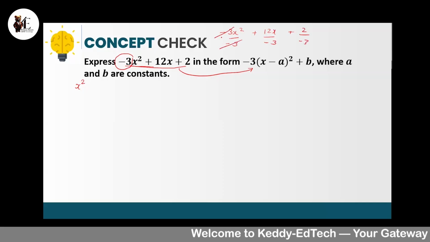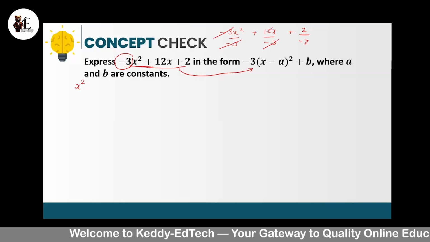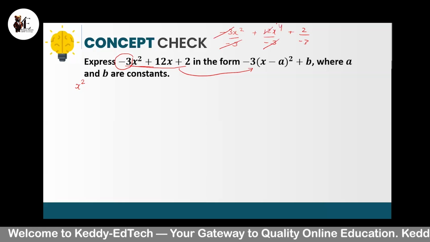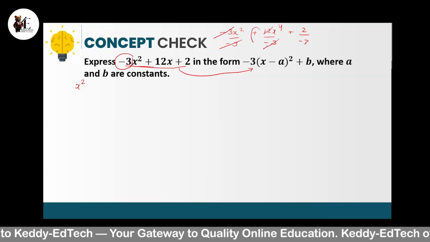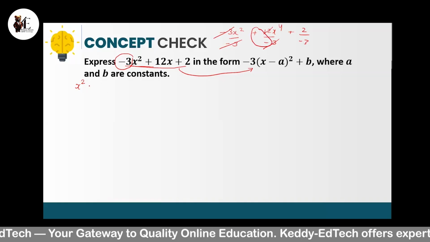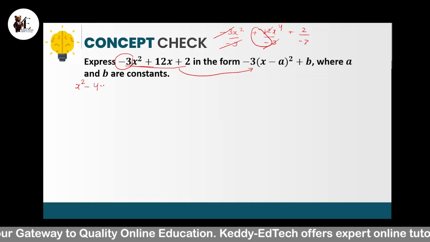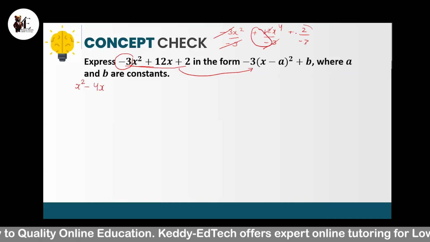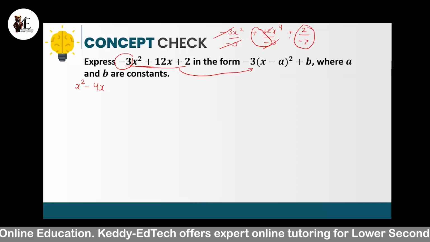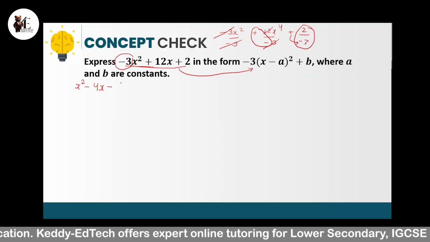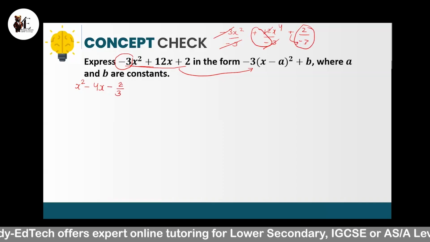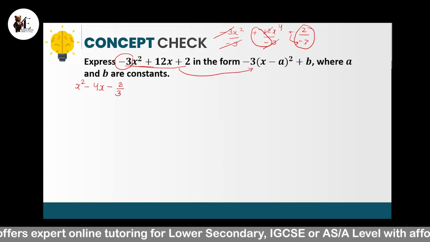So -3 will be cancelled out. So I will have x square. Then 3 will cancel out 12 as well. 3 into 4 is 12, so 4 times. And plus minus will become minus. So x square minus 4x. And 2 is not divisible by 3, so plus minus minus, it will remain minus 2 over 3. So that will be the first step.